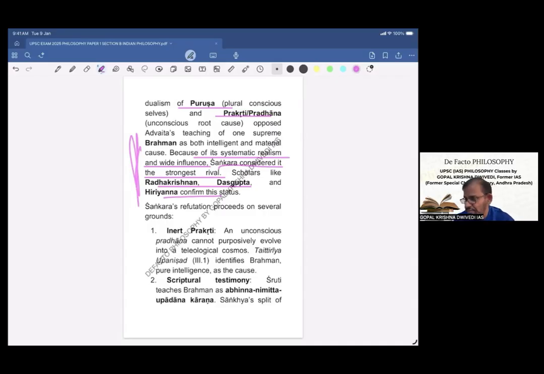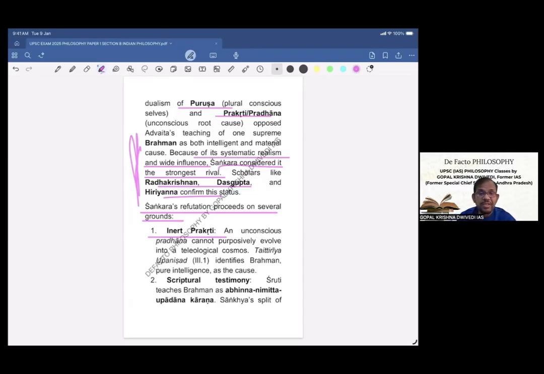Now, let us see. Shankara's refutation proceeds on several grounds. First is inert Prakriti. Here, sometimes, if you have very good clarity, you can write number-wise or bullet points-wise also, because you have to enumerate the grounds here. So accordingly, numbering has been done, and headings also have been used accordingly.